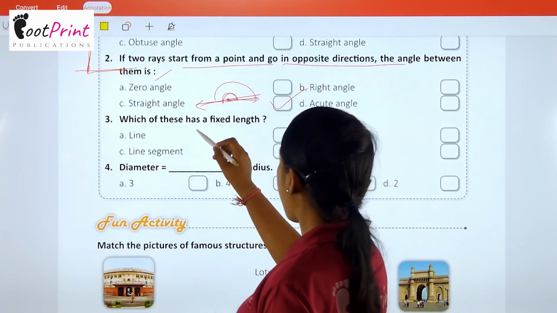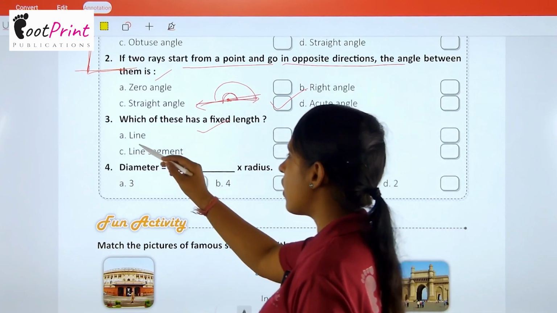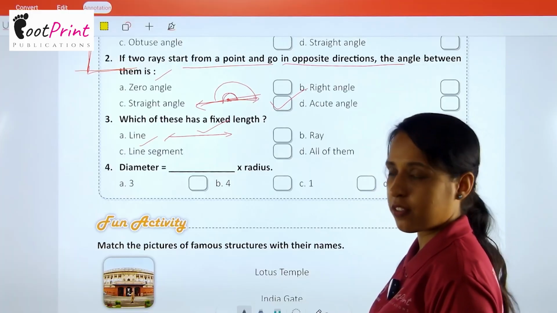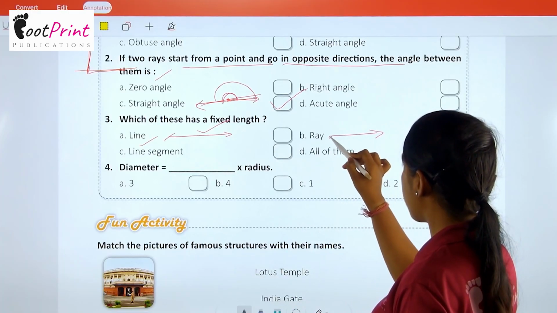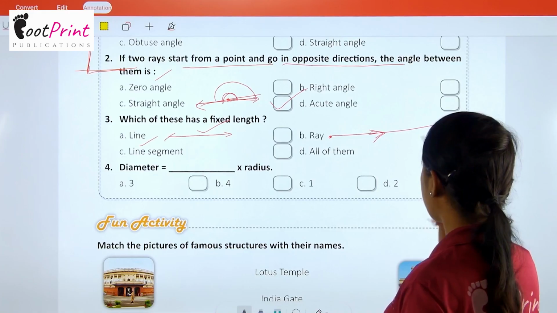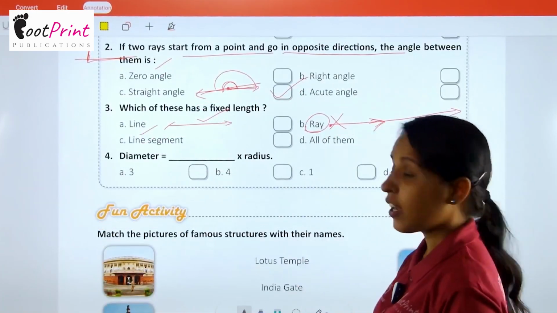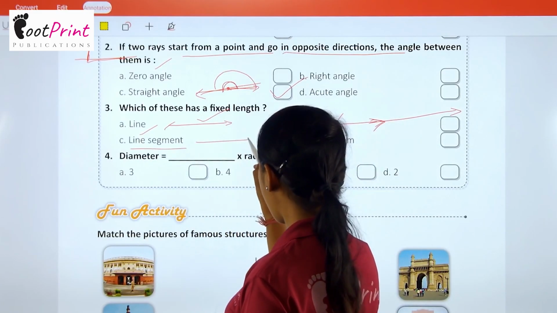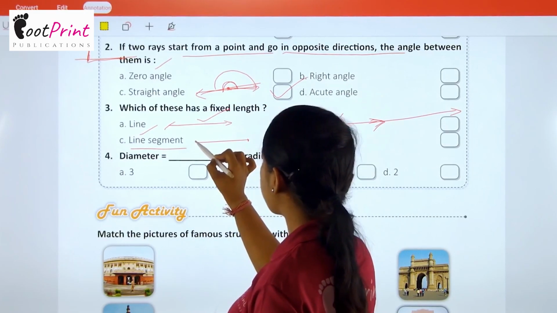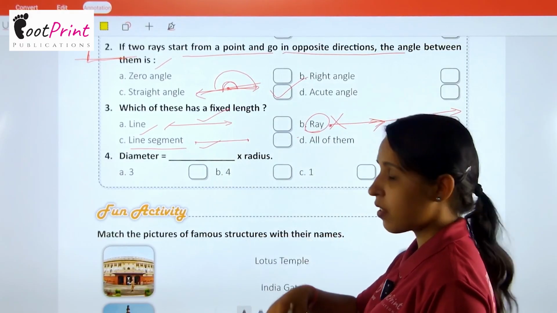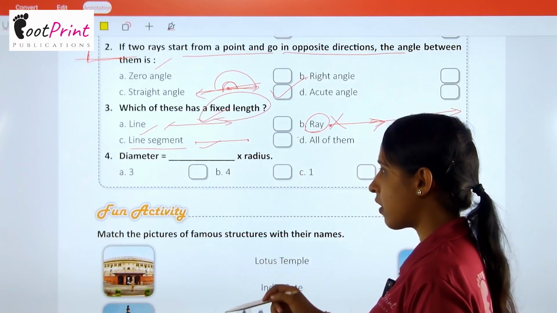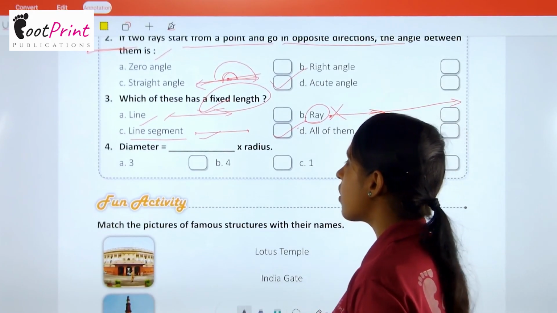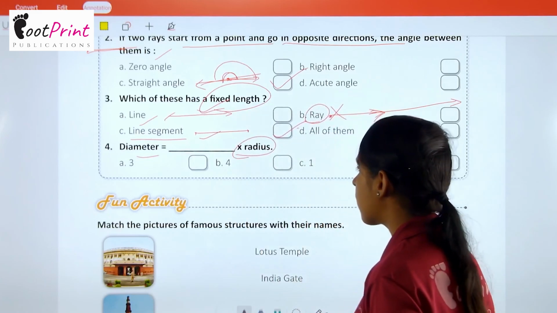Which of these has a fixed length? So in line we learned that a line has two extend points. So it does not have a fixed length. A ray also has one end point and one extend point. So we can extend it in one direction. It has no fixed length. Okay, the next one is line segment. We know that a line segment has two end points and we can measure it. If we can measure it, it means it has a fixed length, and the answer is option C, that is line segment.